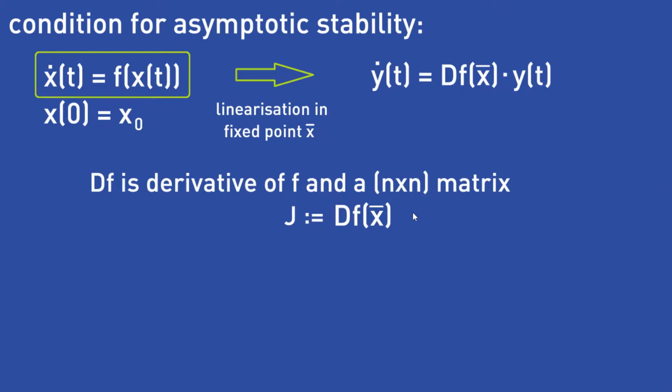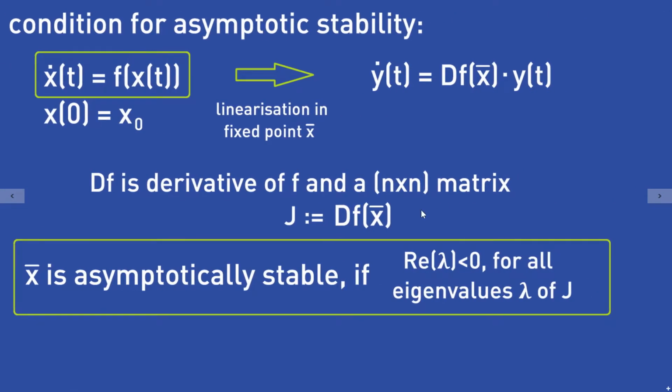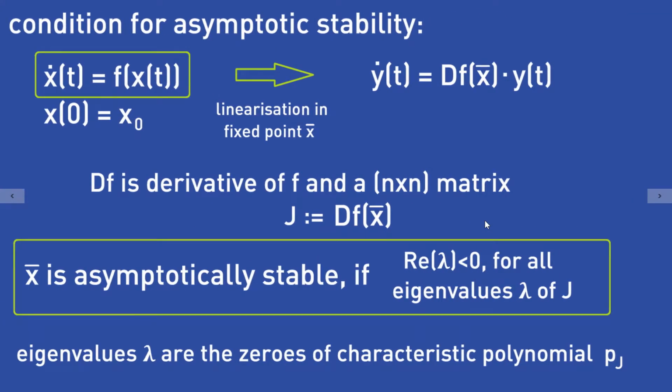Now comes the important part. To find out if the fixed point x bar is asymptotically stable, we have to take a look at the real part of the eigenvalues of the matrix J. We have the following result. The fixed point x bar is asymptotically stable if the real parts of all the eigenvalues lambda of J are negative. We also know that the eigenvalues lambda are the zeros of the so-called characteristic polynomial P_J of the matrix J.